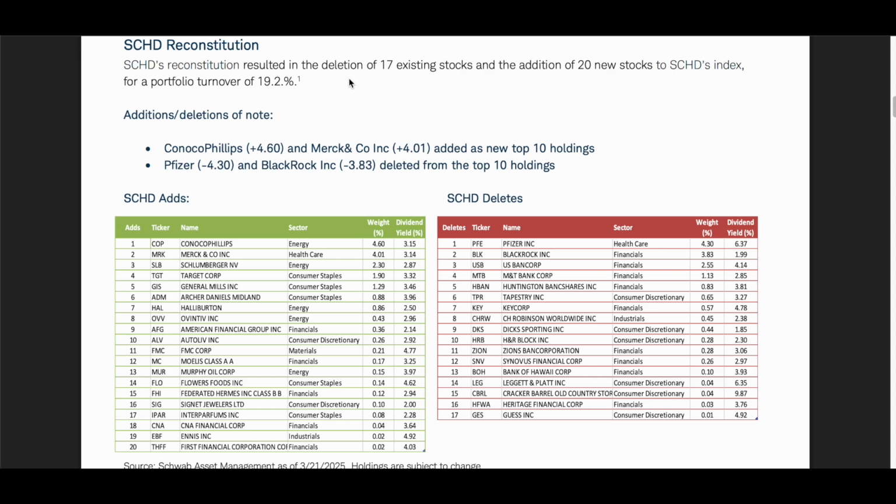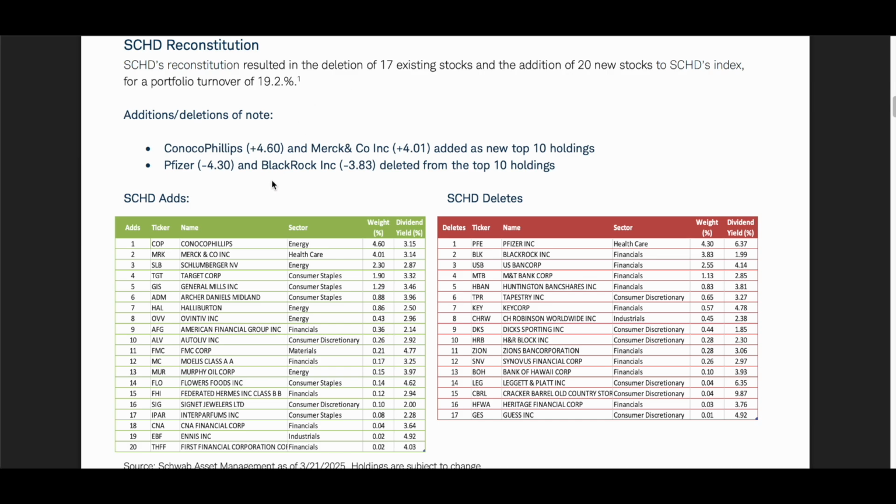So let's talk a little bit more about the companies that got added and deleted. There was a total portfolio turnover of 20%, which is pretty big, right? If you think about that, every 5 years, assuming it continued to have 20% portfolio turnover, you'd be looking at basically a completely brand new fund potentially.